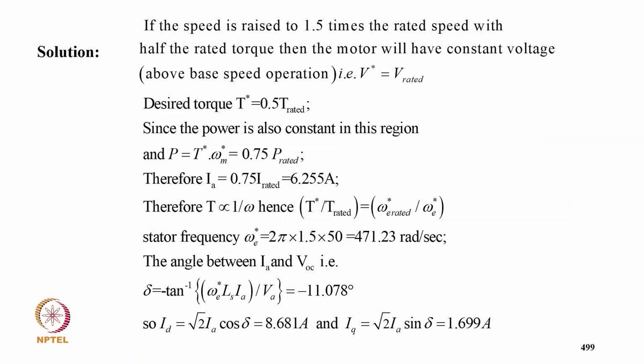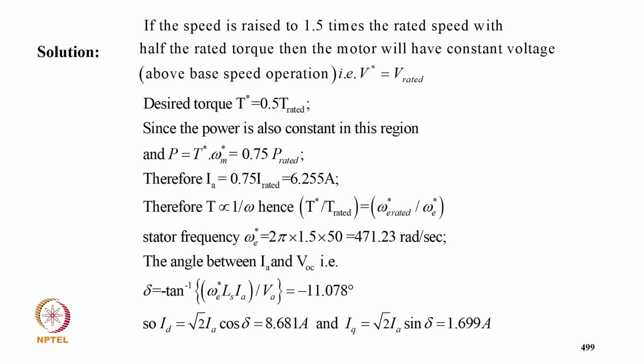Coming to the solution, the speed is raised to 1.5 times the rated with half the rated torque. Then the motor will have constant voltage above the base speed. V star equals V rated, and torque T star equals 0.5 rated. The power is also constant, P equals T star ωm star, 0.75 P rated. So Ia equals 0.75 Ia rated, 6.255 ampere, and T is proportional to 1 upon ω, T upon I star.